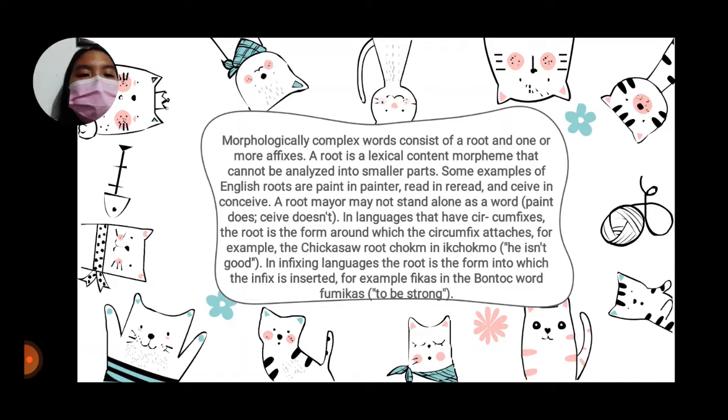In languages that have circumfixes, the root is the form around which the circumfix attaches. For example, the Chickasaw root shokm in ikshokmo, which means he isn't good. In infixing languages, the root is the form into which the infix is inserted. For example, fikas in the Bontoc word fumikas, which means to be strong.